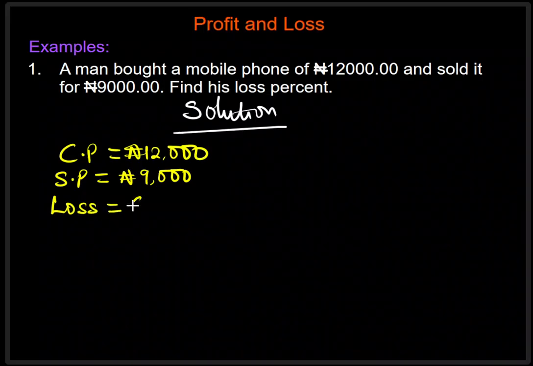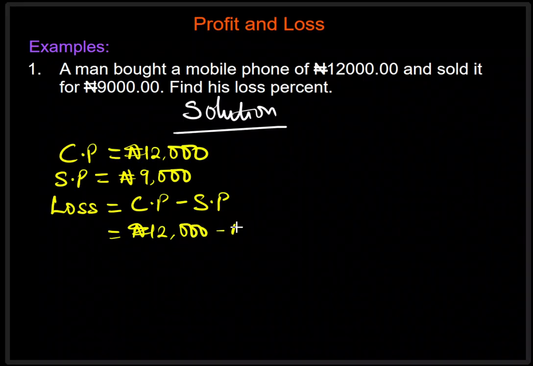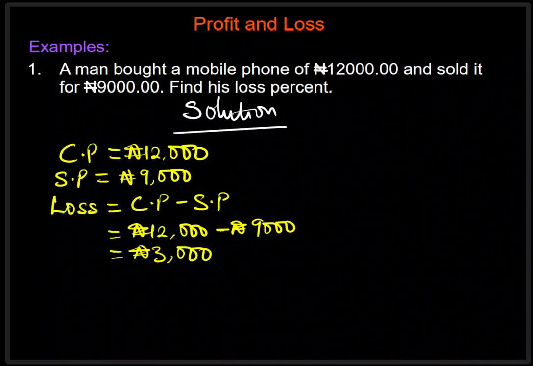Alright, so our loss will be cost price minus selling price. Remember the formulas: cost price minus selling price, which is equal to 12,000 naira minus 9,000 naira. Alright, so we end up having 3,000 naira as our loss. 3,000 naira will be our loss.